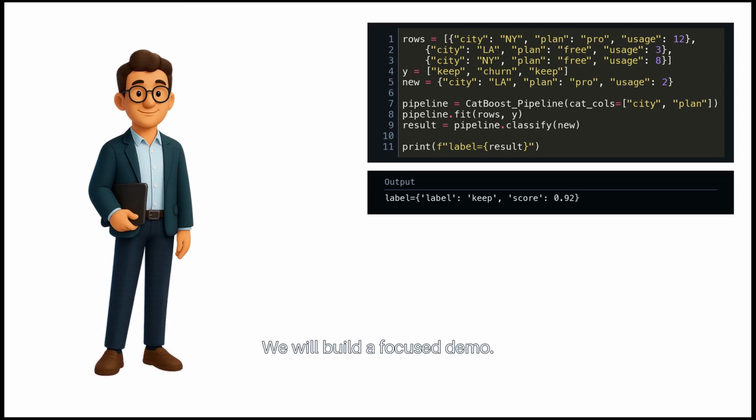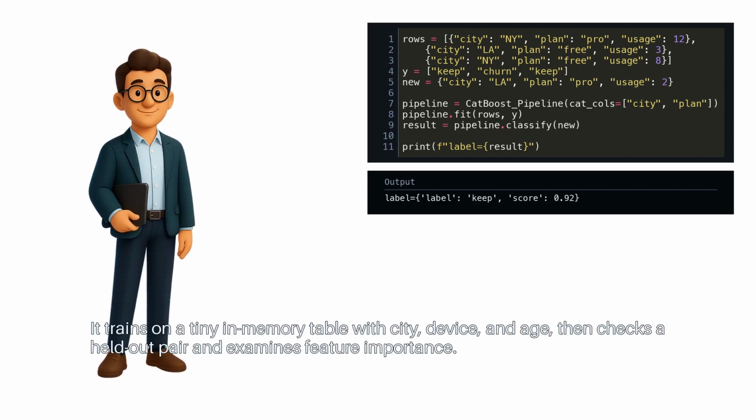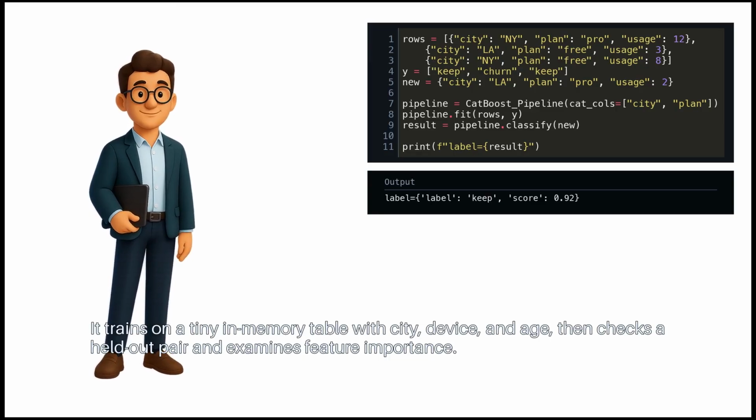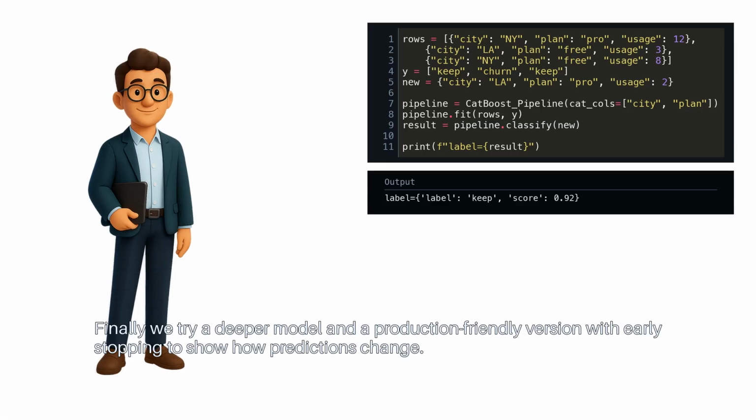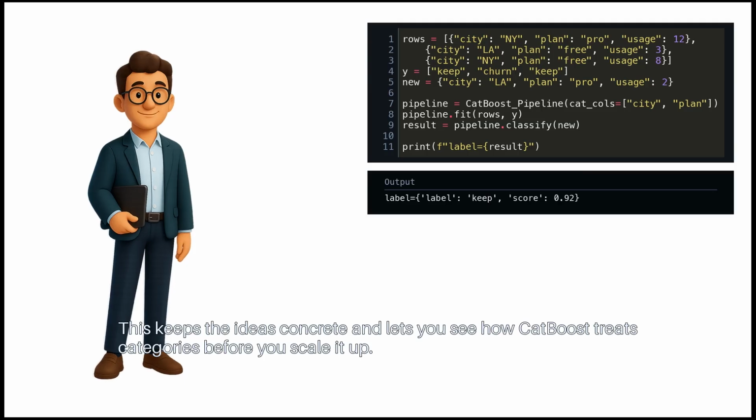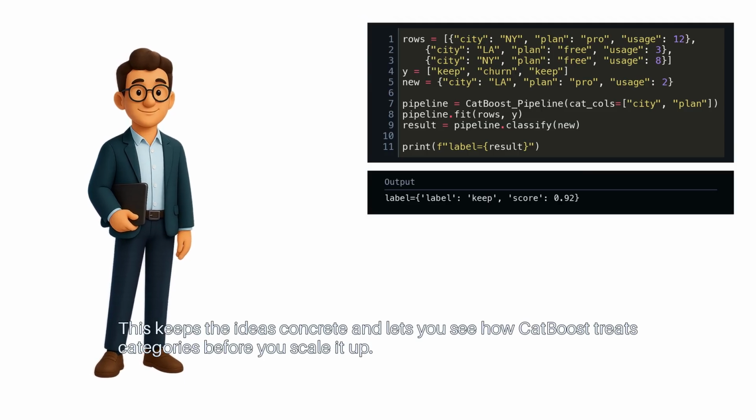We will build a focused demo. It trains on a tiny in-memory table with city, device, and age. Then checks a held-out pair and examines feature importance. Finally, we try a deeper model and a production-friendly version with early stopping to show how predictions change. This keeps the ideas concrete and lets you see how CatBoost treats categories before you scale it up.